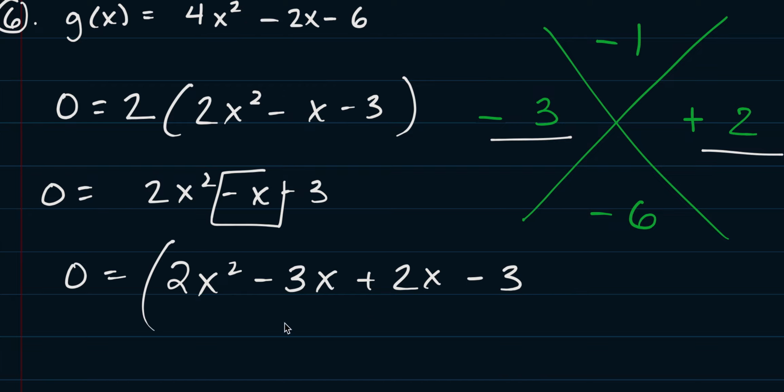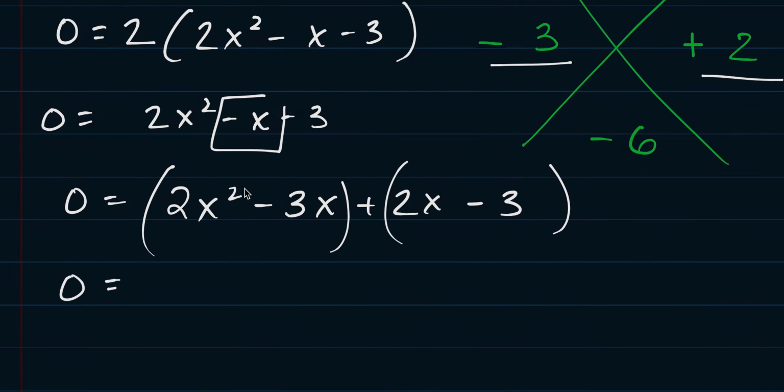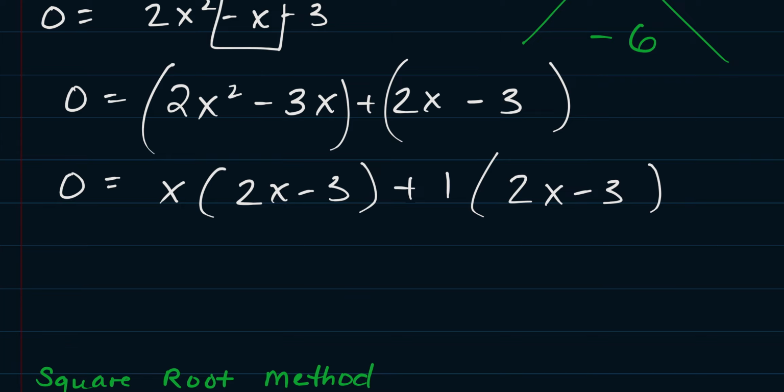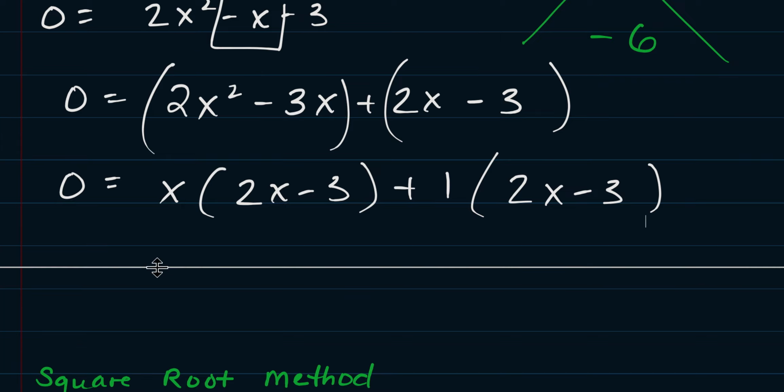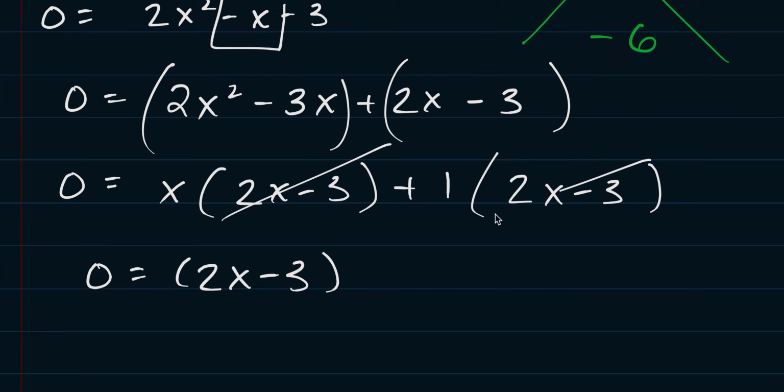Now the next step is to group the first two and group the last two, and then take out what you can. What is the greatest common factor? Both of these have an x in common. Take it out. And then this, you only want to take out a 1. Now when you get to this step, you need to take out the 2x minus 3. I have the same thing here, so I cross that out, and I'm left with x plus 1.